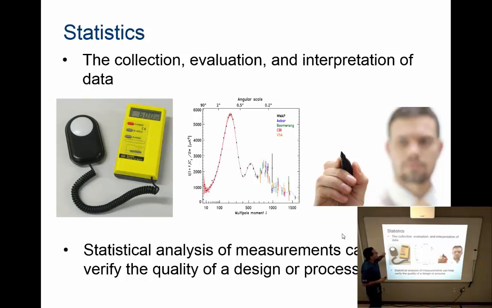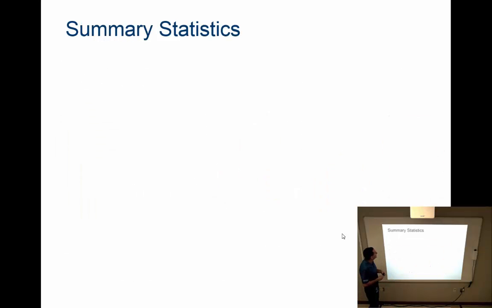So statistics is defined as the collection, evaluation, and interpretation of data. And we can use statistical analysis of the measurements to verify the quality of a design or process. And we're going to use this specifically with our puzzle cube project. We can look at the individual wooden cubes that we'll use to build the final solution and determine how close they are in size to each other and whether or not they fall within an acceptable range. We're using statistics to do that.